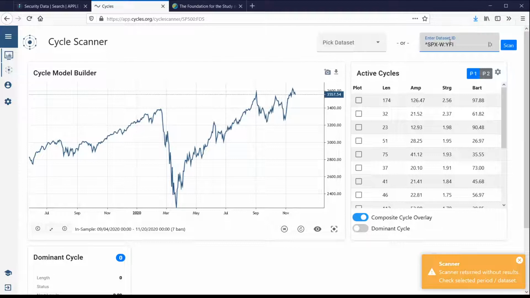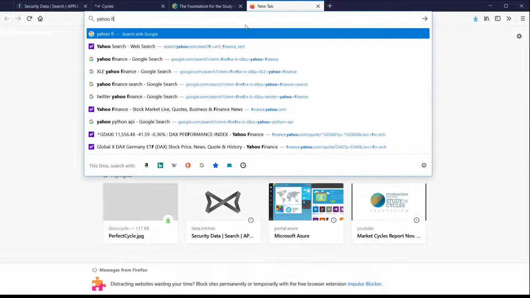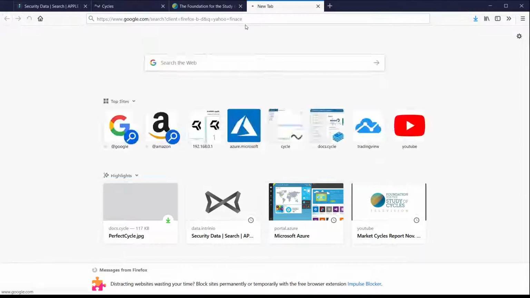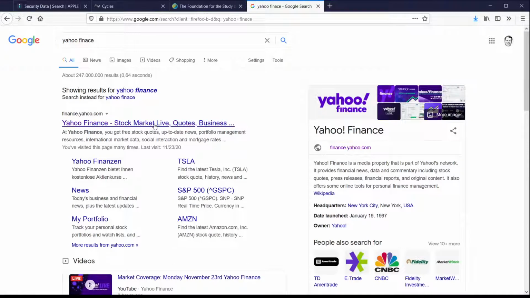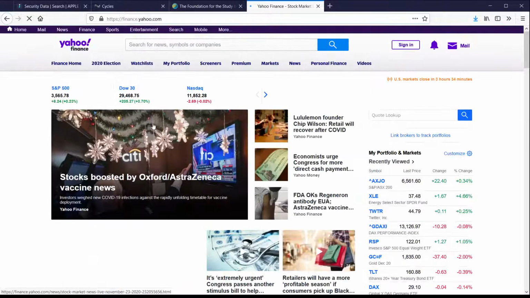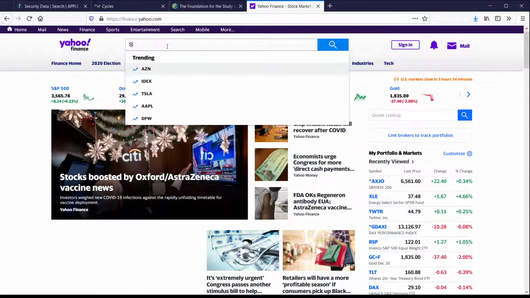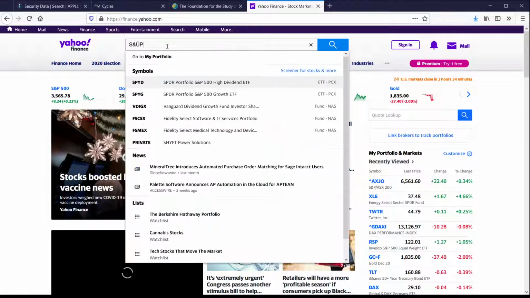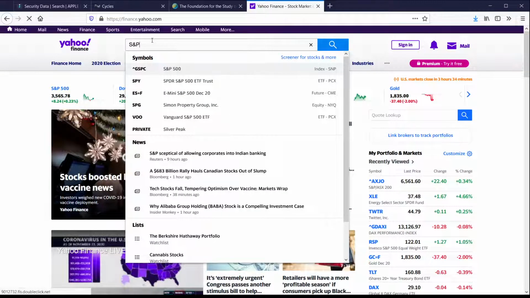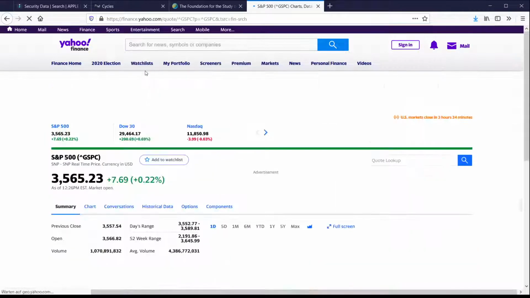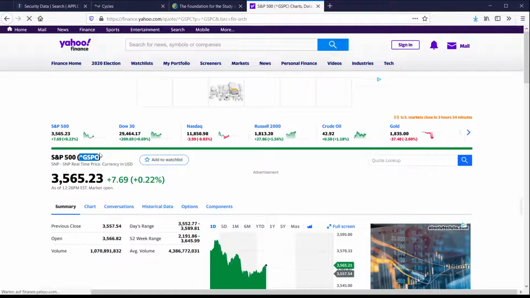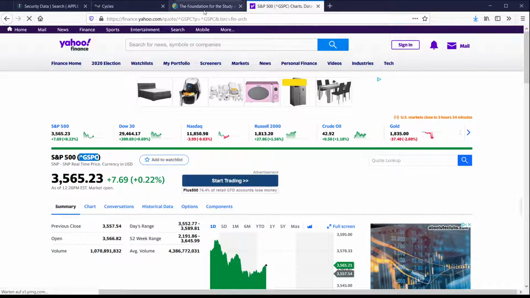Okay, let's cross-check this. Have I done something wrong? What's this symbol for? I took the wrong symbol. It's always the same. But this is live. This is how you do it. This is the ID for Yahoo Finance for the S&P 500.